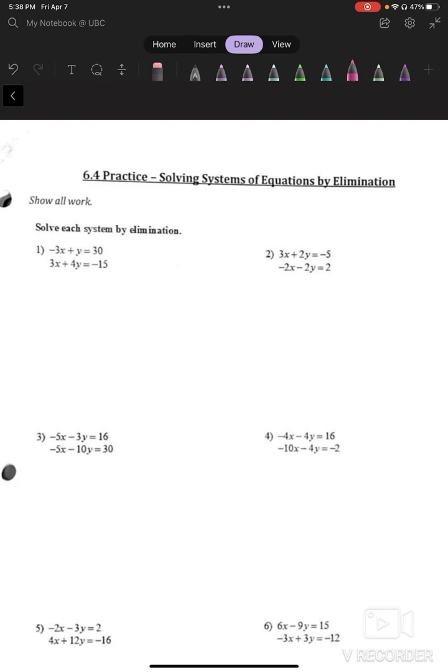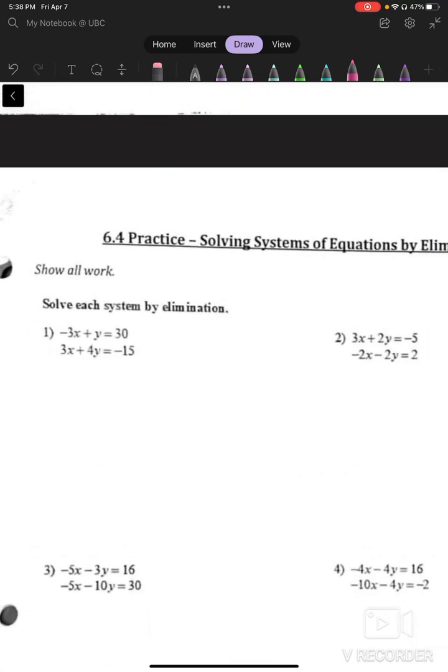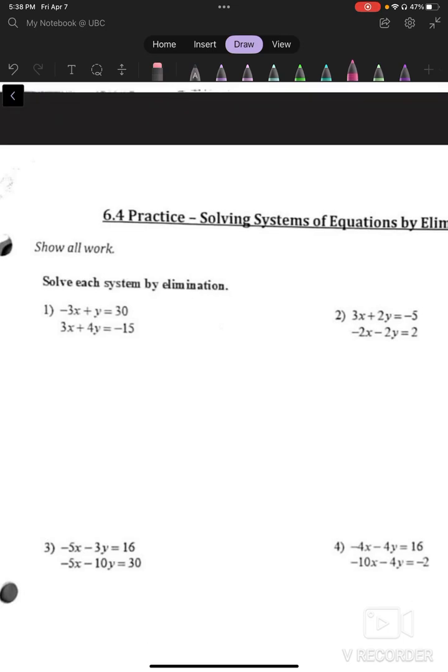So this is the other way to do it, and this is by elimination, and this requires that you have one equation with some term, and then the other equation will have the opposite sign of that term. So here, for problem number 1, it has negative 3x and 3x. So that's what you want. You want one term that'll be positive and one term that'll be negative, and then the rest of it will be the same. So negative 3x and 3x is good.